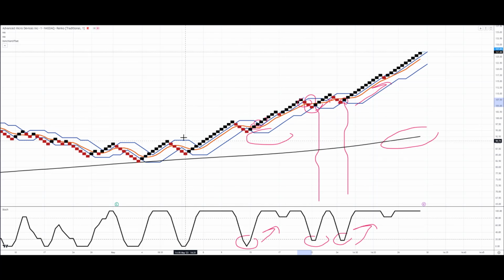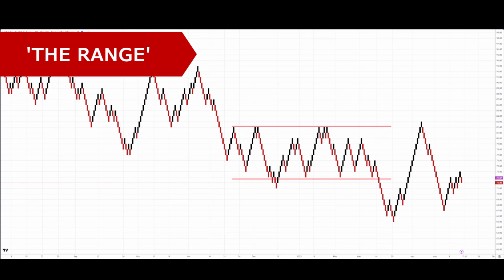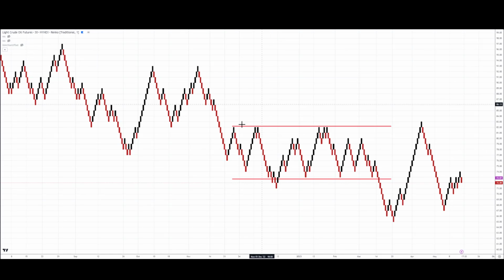So like I said, buying the dip is a great way to get back into your trades, but always use it in conjunction with other indicators and tools. Next up is what I like to call the range, and because of the Renko chart's uniqueness, these blocks often create really obvious range effects and patterns.